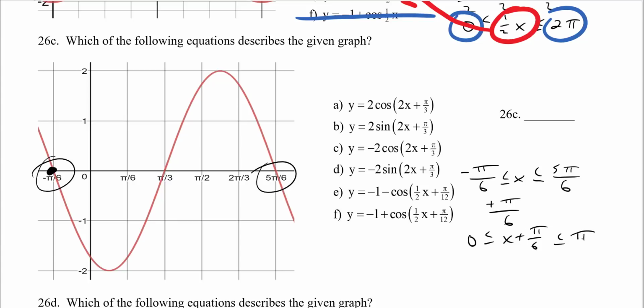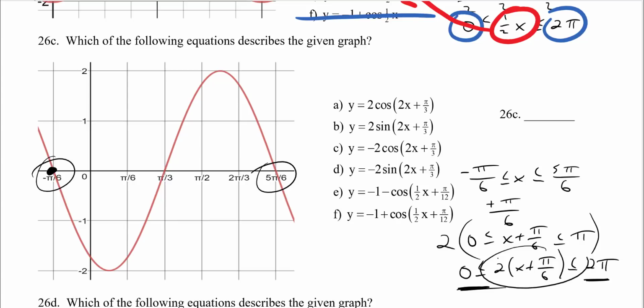So remember, our goal is to get between 0 and 2 pi, so I'm going to multiply this by 2. That's going to give me 0 less than or equal to 2 times (x plus pi over 6) less than or equal to 2 pi. That's exactly what I want, guys. I have 0 and 2 pi, so that's what should go with that negative sine graph. And sure enough, if I distribute that, obviously it's not the right way, but look at it. So I get 2x plus pi over 3, right there.